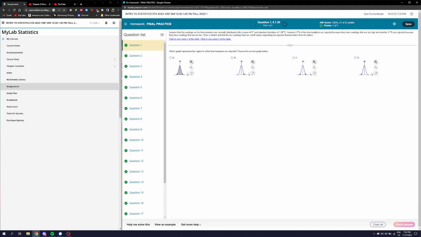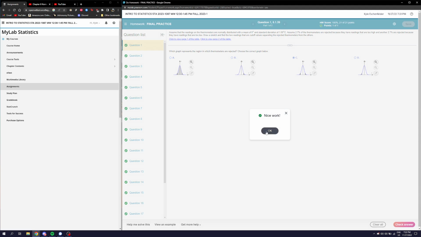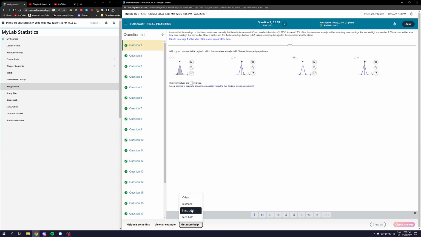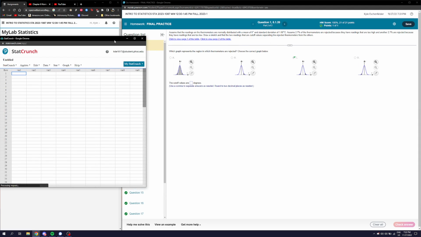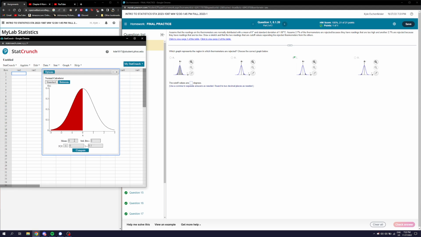Problem, right? So 2.7% on the high end and 2.7 on the low end. That will be this graph right there. In StatCrunch, go to Stat, Calculators, Normal, and leave the mean and standard deviation the same, because the mean is 0 and the deviation is 1. Then for the cutoff values, the z-score is what you're putting in.